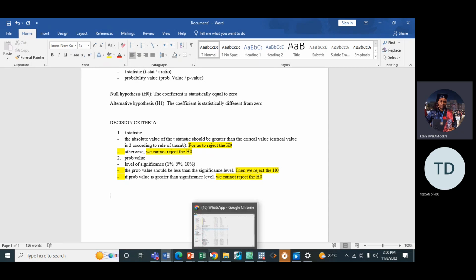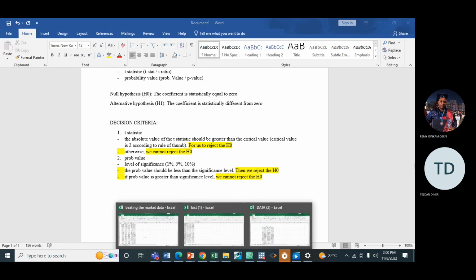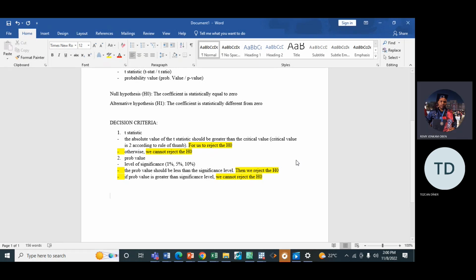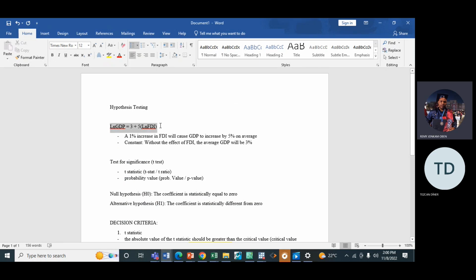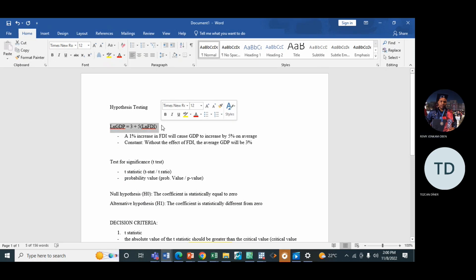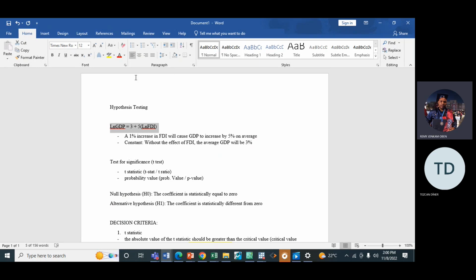So, guys, I want to estimate what's happening to my Microsoft. So again, I want to estimate this model. Let me copy this model. Well, I want to estimate this model: GDP equals beta 0 plus beta 1 FDI plus U. That is the effect of FDI on GDP.